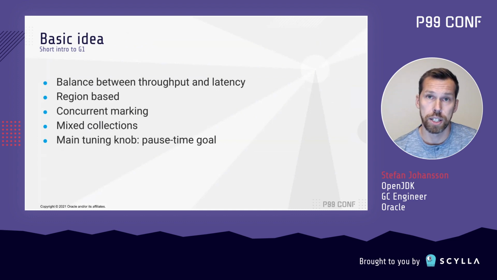So apart from setting your preferred heap size, the main tuning knob that you should use is the pause time target. The default value for this is 200 milliseconds, and if you want to improve your latency, you should turn this down, and vice versa. If you focus on throughput, you can turn this value up.